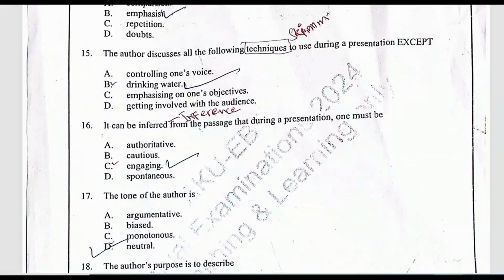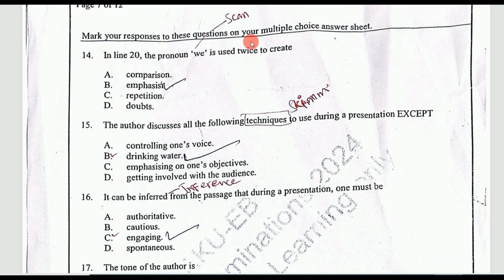So let us go to the options again. It says we is used for comparison. No, there is no comparison. So it is used for emphasis. It is emphasizing the idea of including your audience or engaging them, right?